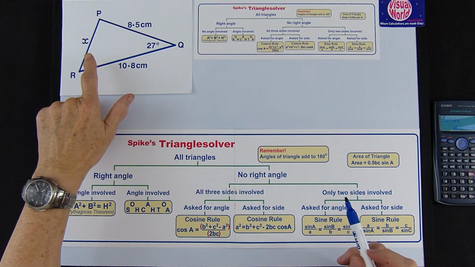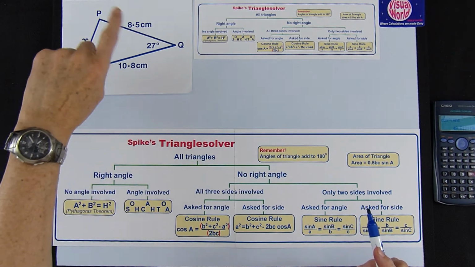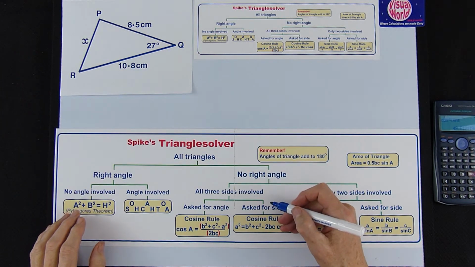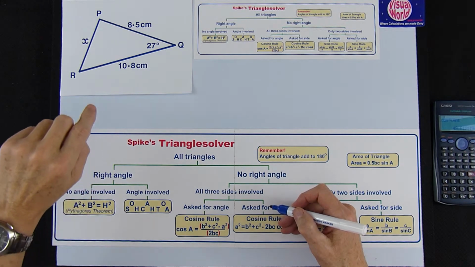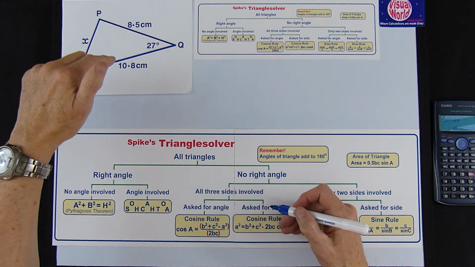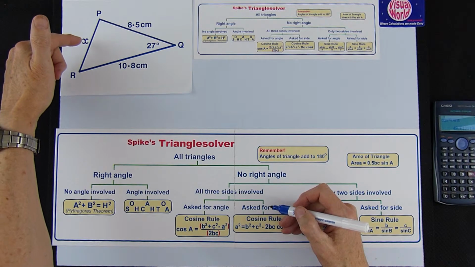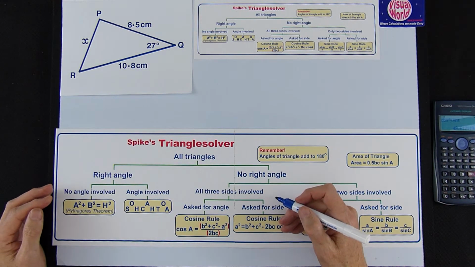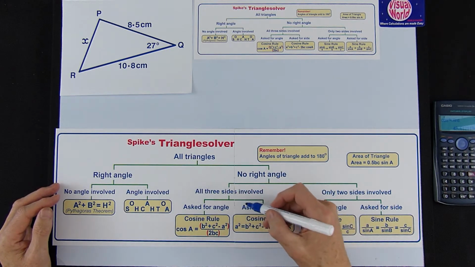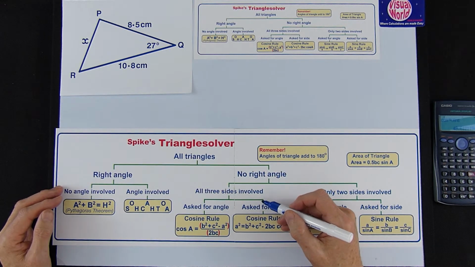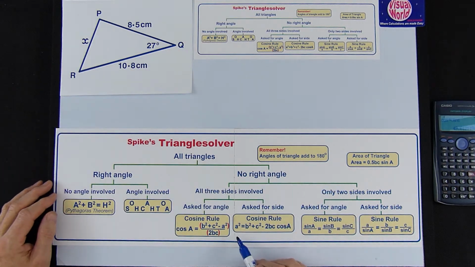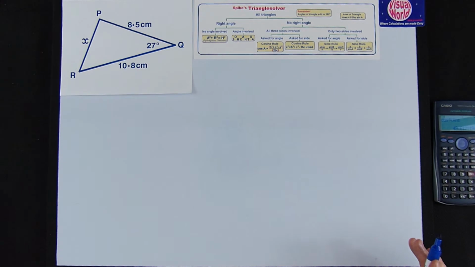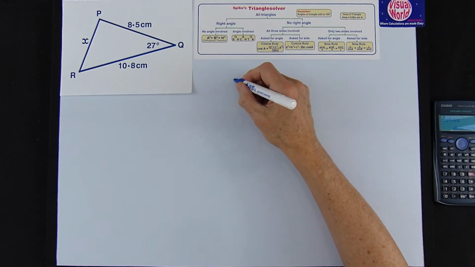Now we have our second example, and again start off, it's not a right angle triangle, so we're down here. Are all three sides involved? Well, we've got an 8.5, a 10.8, and the one we're looking for is the x, so that means that all three sides are involved. So we're down the all three sides, and this time we're asked for a side, so it's that one there, right? So as usual, straight into it, draw a similar diagram.